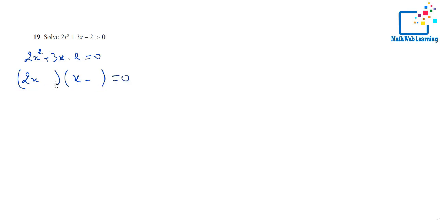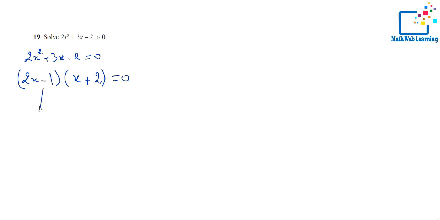Trying to work out the numbers that are here. It's going to be minus 1, plus here, plus a 2 to get a minus 2 there. And if I did 2 times 2, that gives me positive 4x minus 1x. That will give me the middle term. So the factorization is accurate.